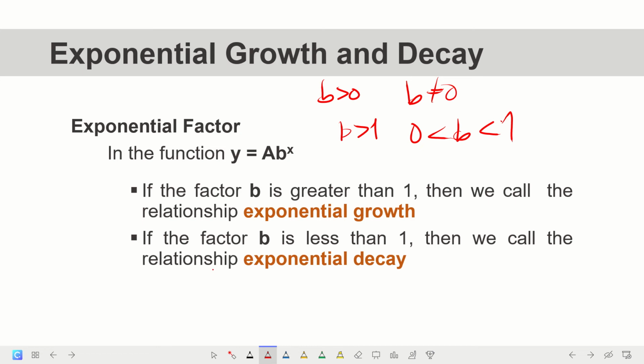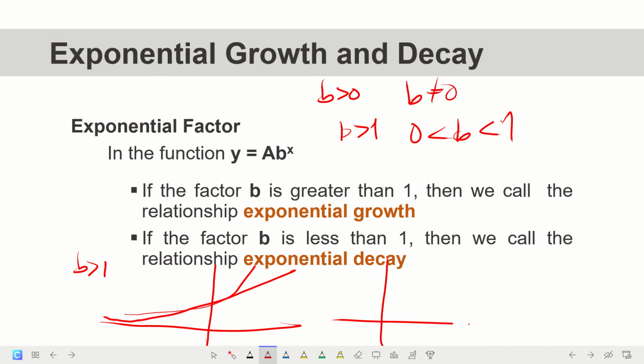If we demonstrate it using a graph, for b greater than 1, the value of the function is increasing over time. This must be a curve. When b is greater than 0 but less than 1, representing it through a graph, we have a decreasing value. As x increases, our function decreases.